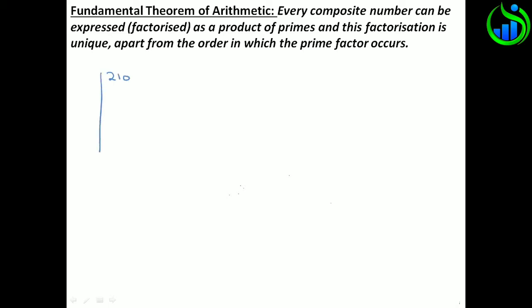For example, 210. 2 tens are 20, 5 twos are 10, then 3 threes are 9, 3 fives are 15, then 5 sevens are 35, then 7 ones are 7. So 210 can be expressed as 2 into 3 into 5 into 7, which is the product of the prime numbers: 2, 3, 5 and 7.